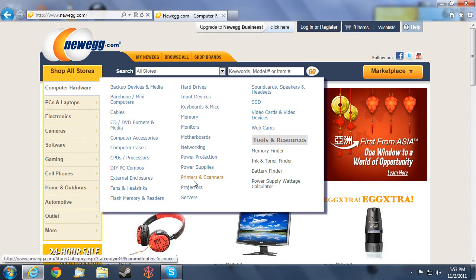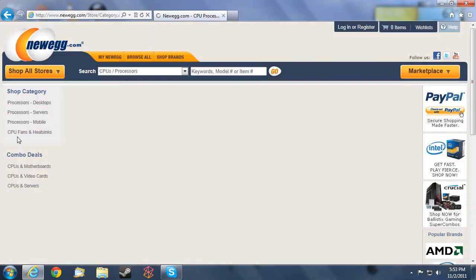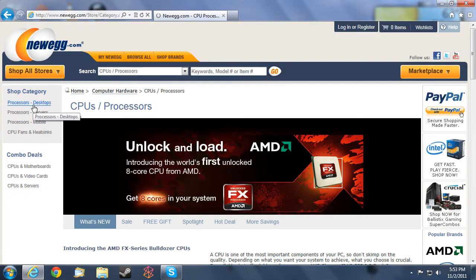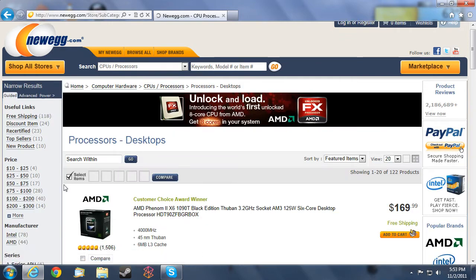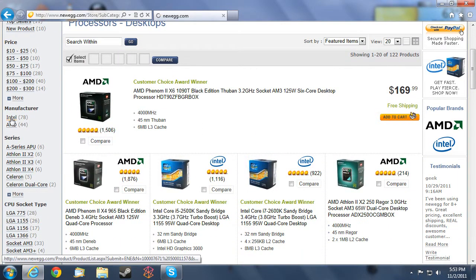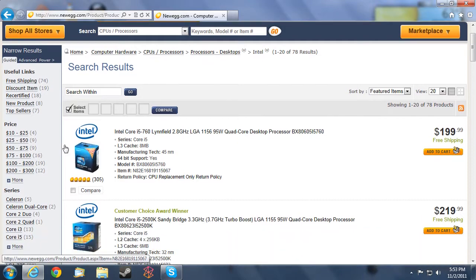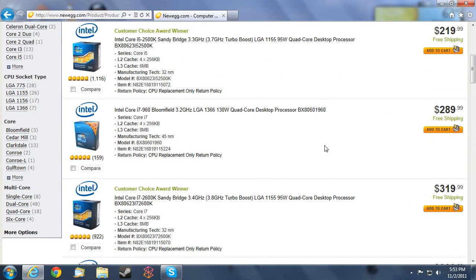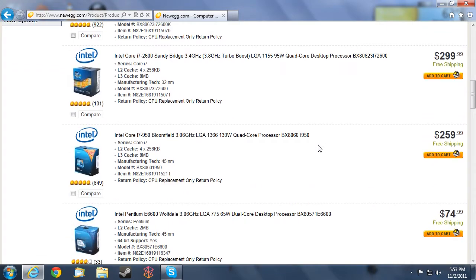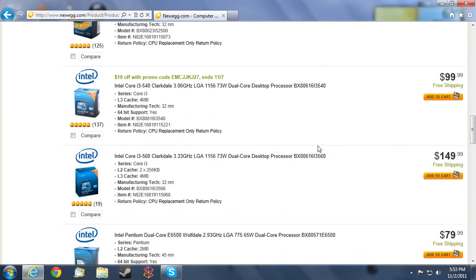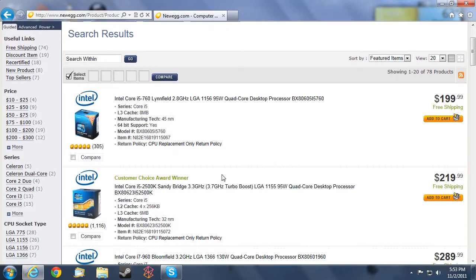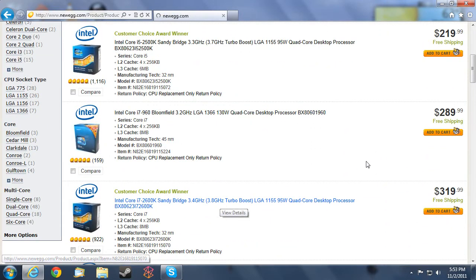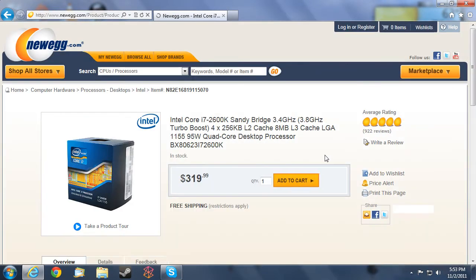And so we will just find processors. It's under CPUs. There they are. All right. So I think Intel's a little bit more popular right now, so I'm just going to try to find a processor. We'll just go with the 2600K.